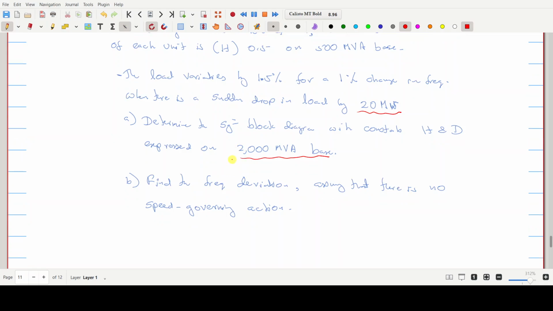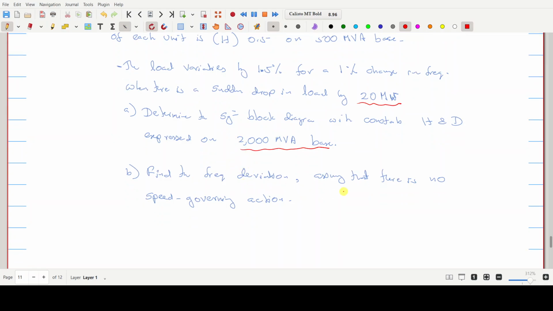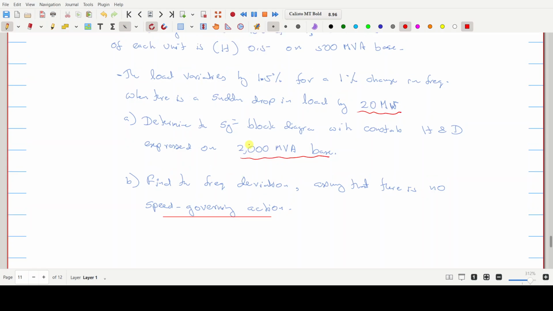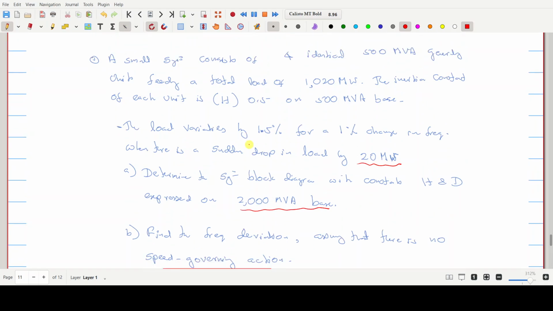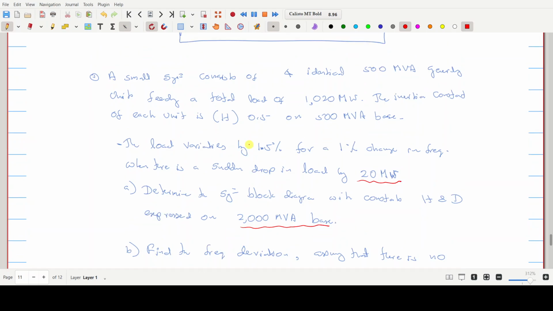And then find the frequency deviation, assuming that there is no speed governing action. So this is a very simplified model. So you need to find this. I will leave that for you to try.